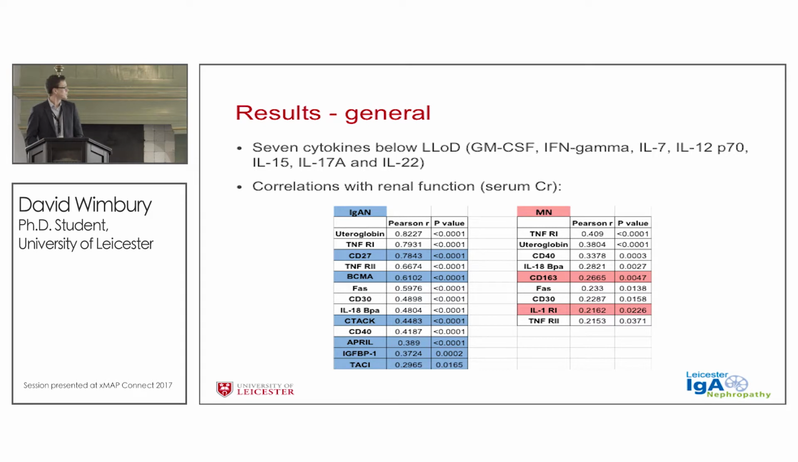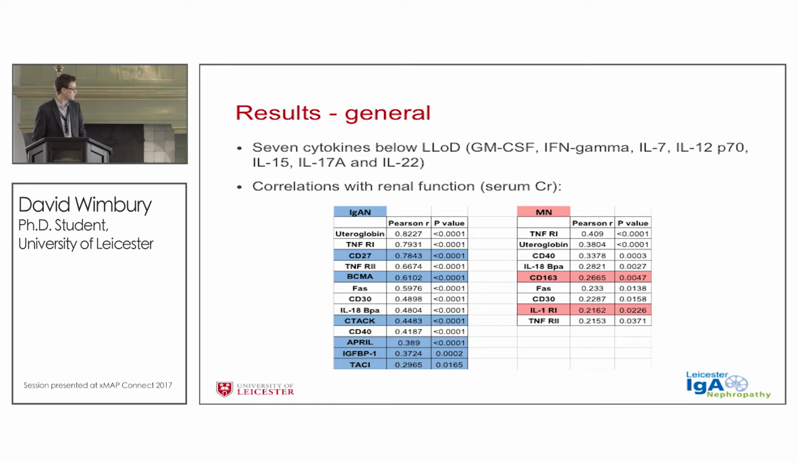So for the results in general, 7 of the cytokines that were analysed here were found to be below the lower limit of detection in this particular assay: GM-CSF, interferon gamma, IL-7, IL-12P70, IL-15, IL-17A, and IL-22.